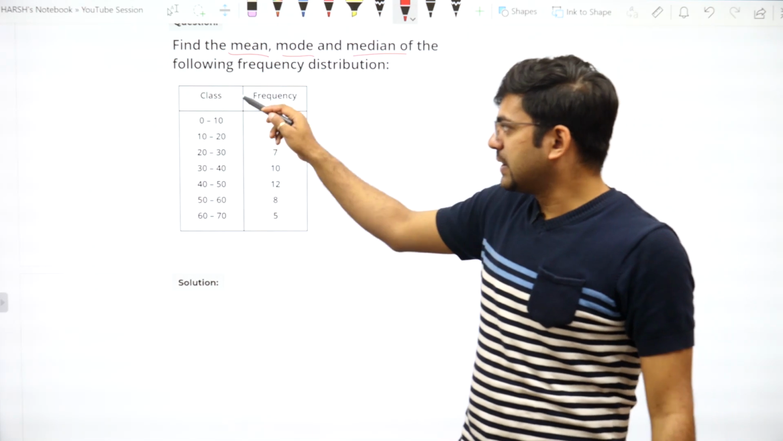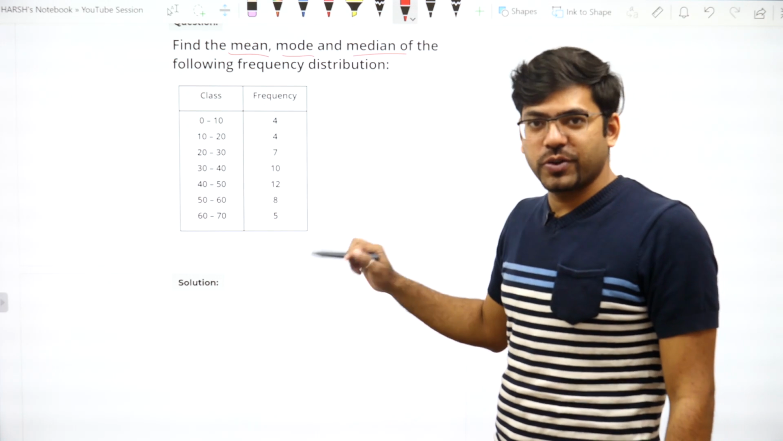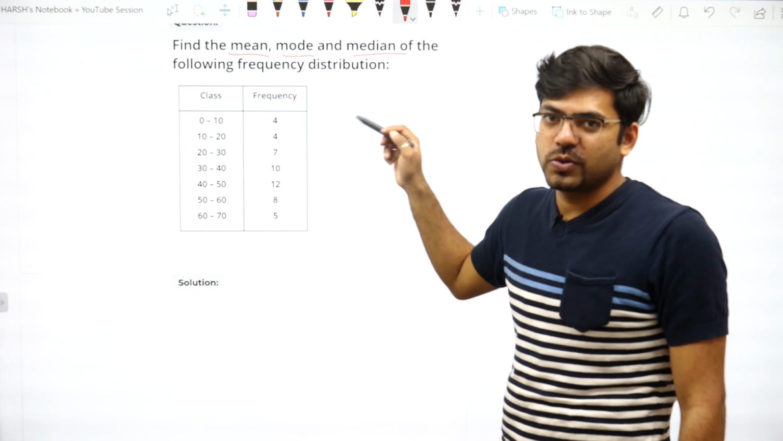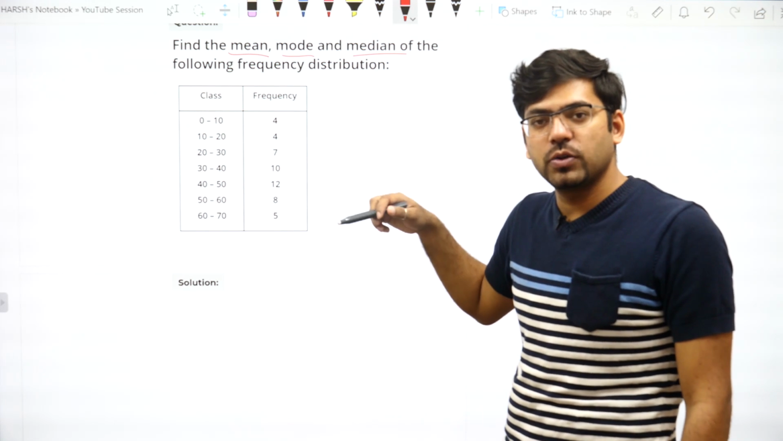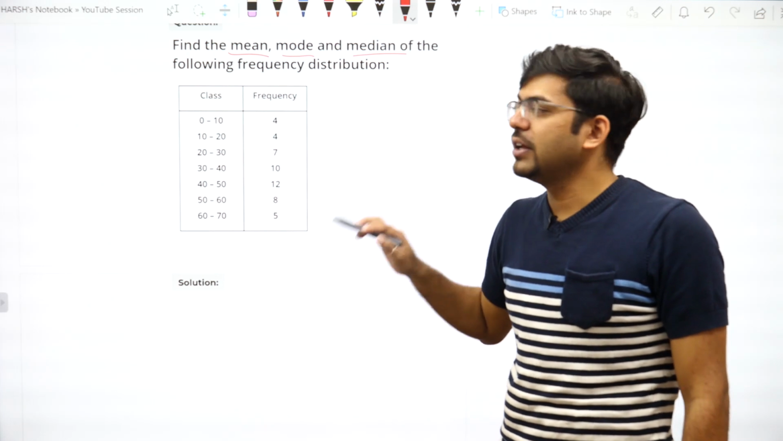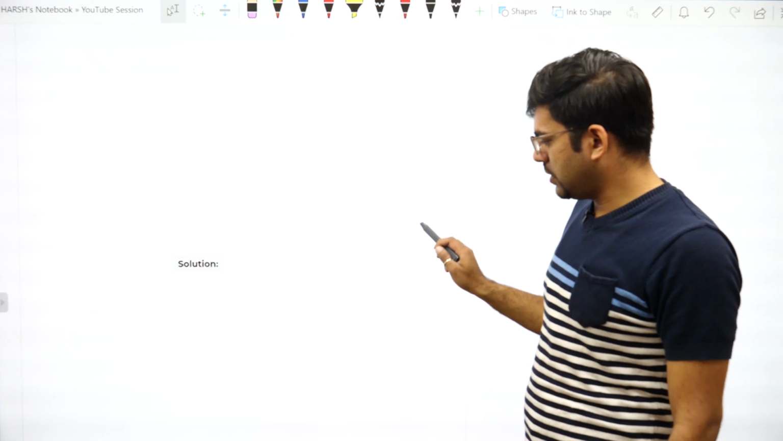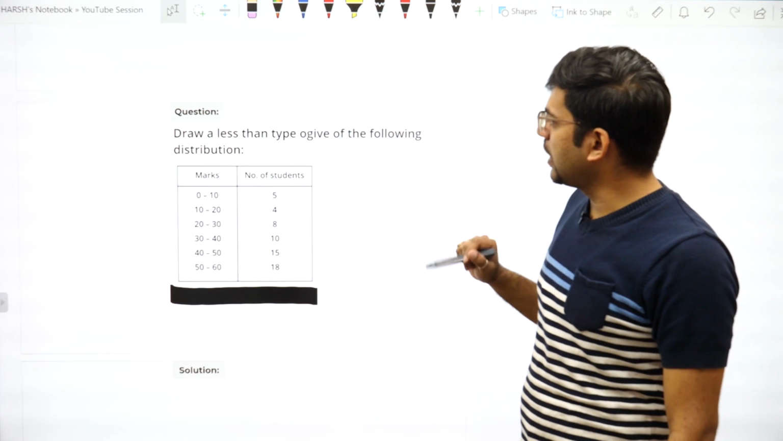And let me tell you, this data is easy. This kind of question will be coming with easy data, and hence you have to find all three. So you just write down the formula and get the values of all three. Now moving to the next. I guess this should be the last question.